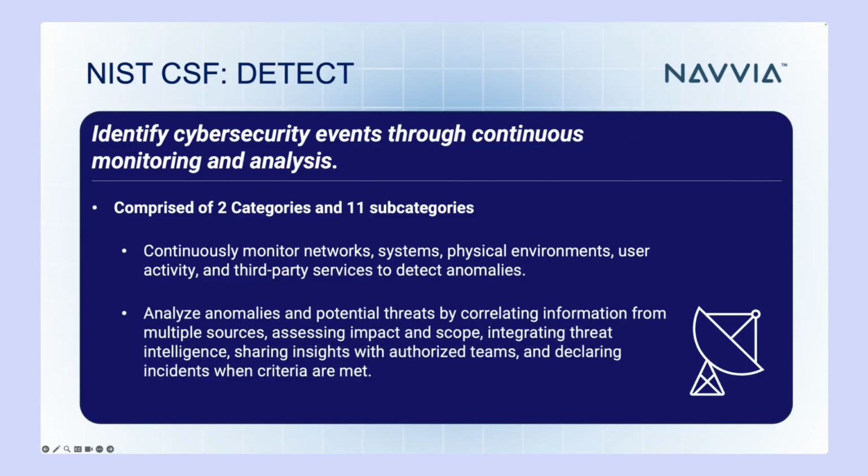Then if something unusual does occur, you need to analyze that by correlating information from multiple sources, looking at the impact and the scope, integrating threat intelligence. So, is this a 0-day event? What do we know about it? Sharing insights with the authorized teams, declaring an incident if that's appropriate. So that's all the things that happen in Detect. So basically monitoring and incident management to summarize what happens in this particular function.